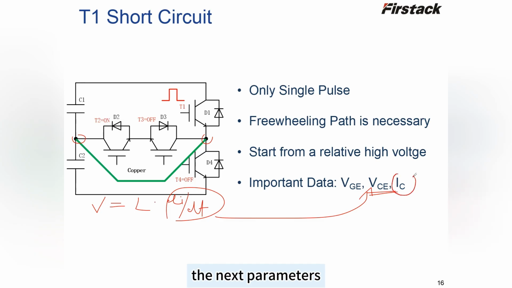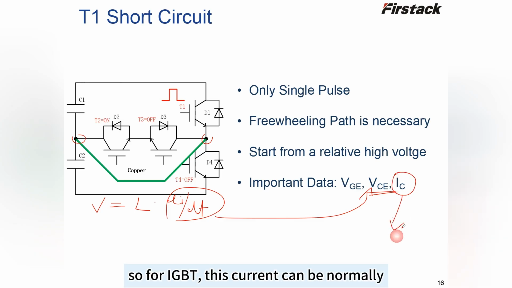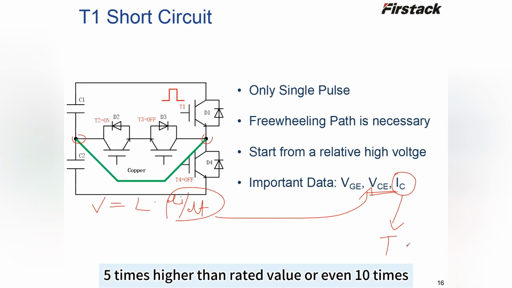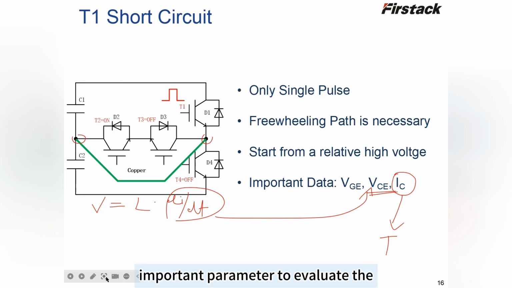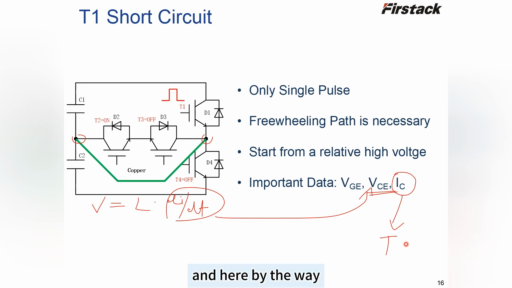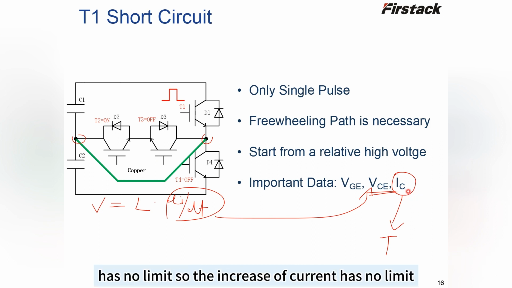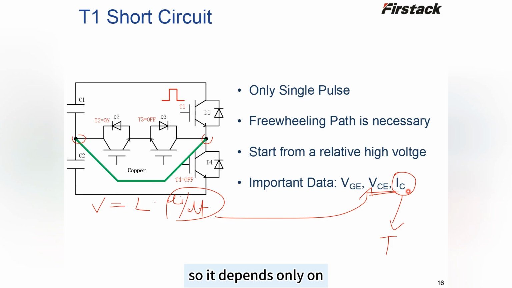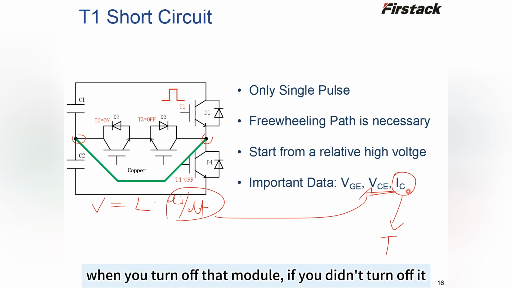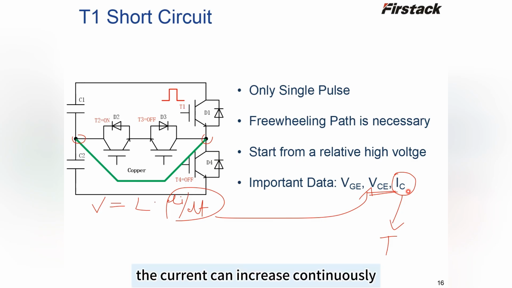The next parameter is collector current IC. So for IGBT, this current can normally be 5 times higher than the rated value or even 10 times. And this is an important parameter to evaluate the heat generation during the SC test. And here, by the way, when you test a SiC module, the current has no limit. So the increase of current has no limit. It depends only on when you turn off that module. If you don't turn it off, the current can increase continuously until the module breaks.